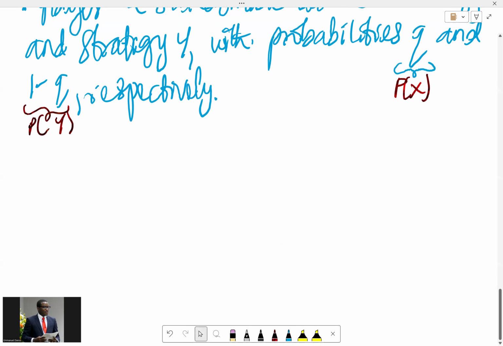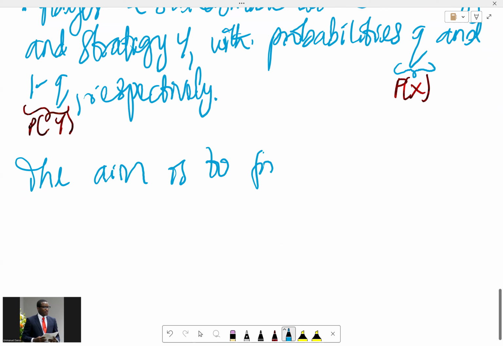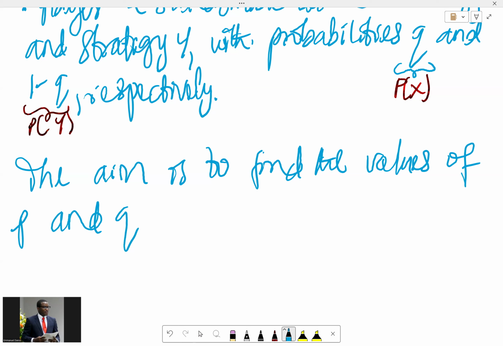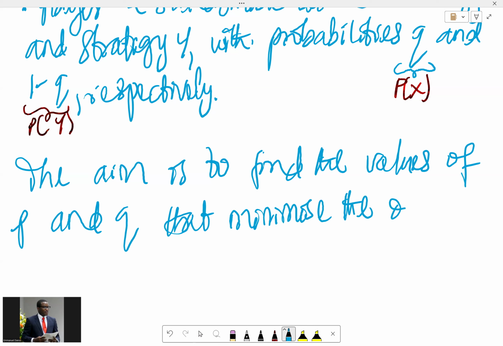Okay. So the aim is to find the values of P and Q that minimize the opponent's payoff. So the smaller the opponent's payoff, the better your loss, right? I mean, something like that. So you want your opponent to lose so you can gain, right? Or even if they win, they shouldn't win so much that you will really not like it.